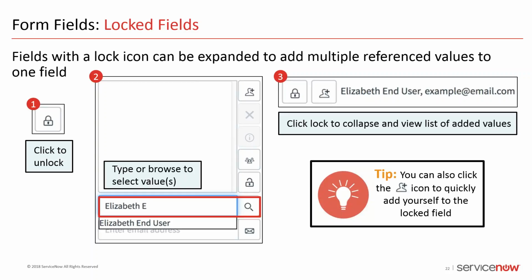Using the reference field, type or browse to select a value. Repeat this process as many times as necessary to select all the values you want to add. You may also be able to manually enter additional values such as email addresses or groups. Once you have added the desired values, click the lock icon again to collapse the field with your added values.